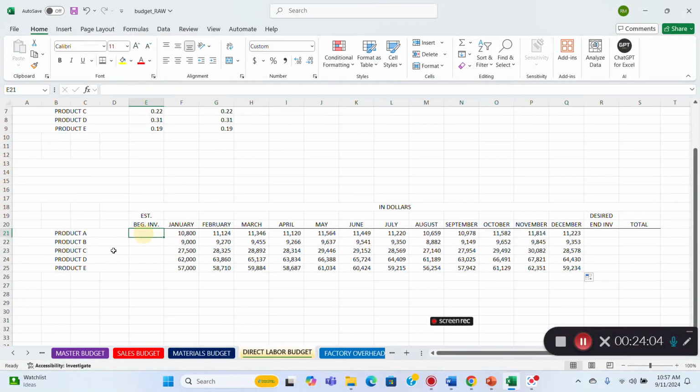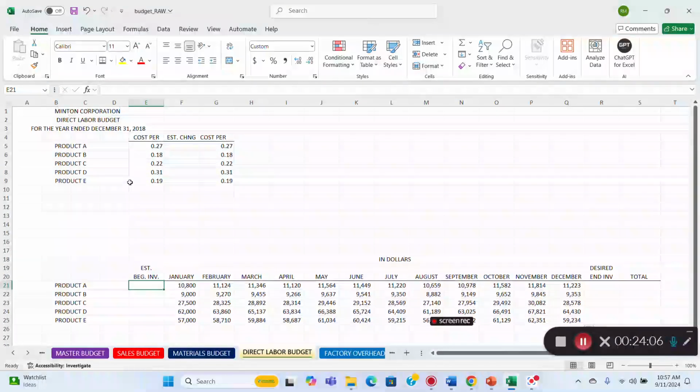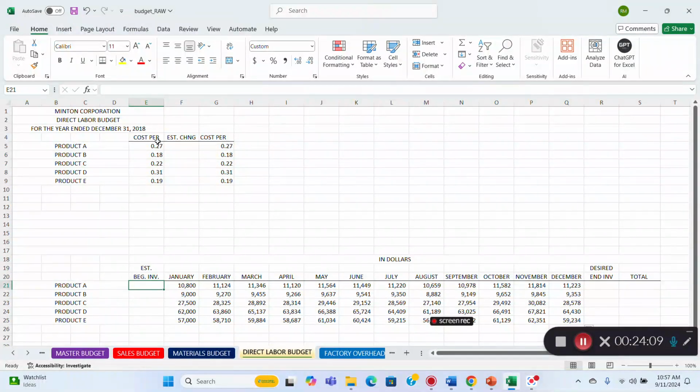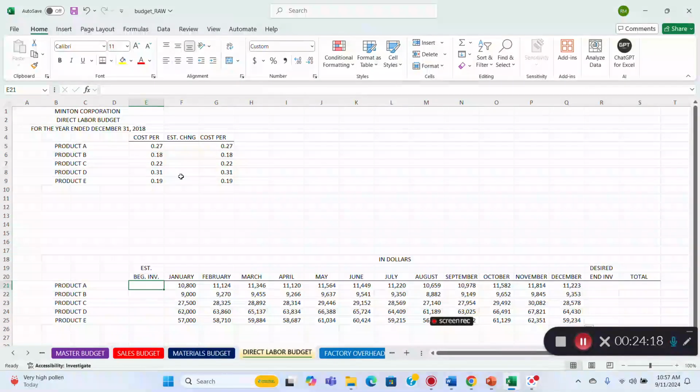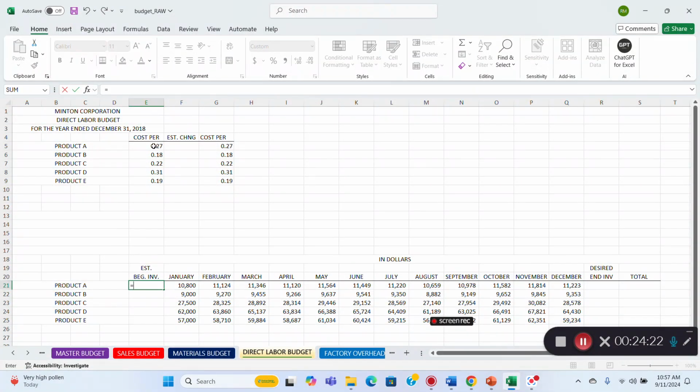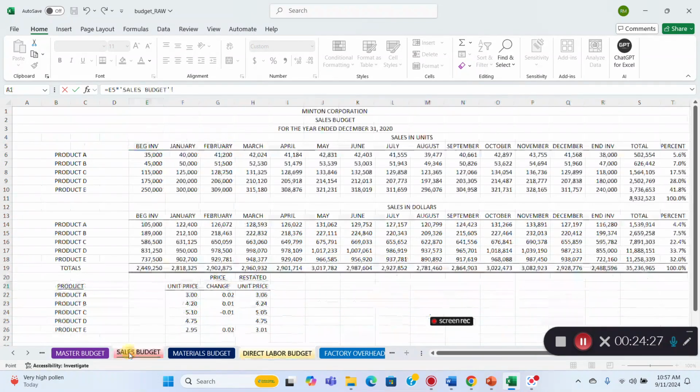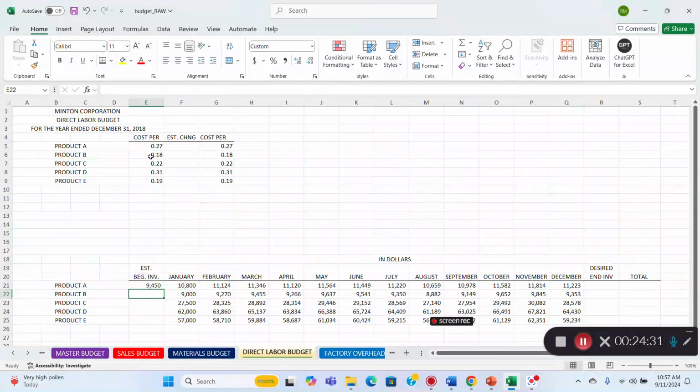For the beginning inventory, I have to go back and get it. And typically now I would go ahead and use these numbers instead of these because this is the cost before any estimated change. It's just a good habit to be in to do it properly. So this is equal to this number here times going back over to the sales budget, this number here. And the same thing through right on down.